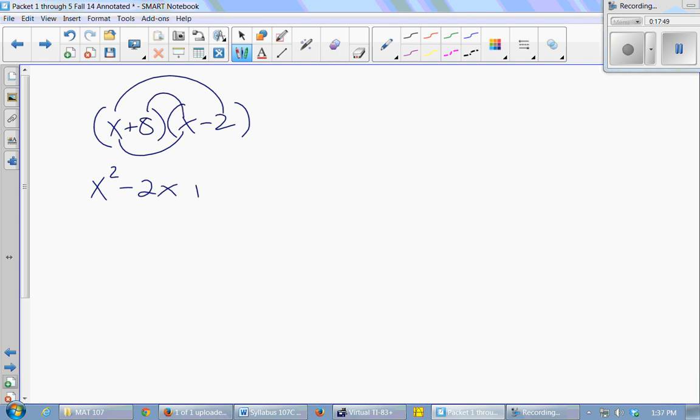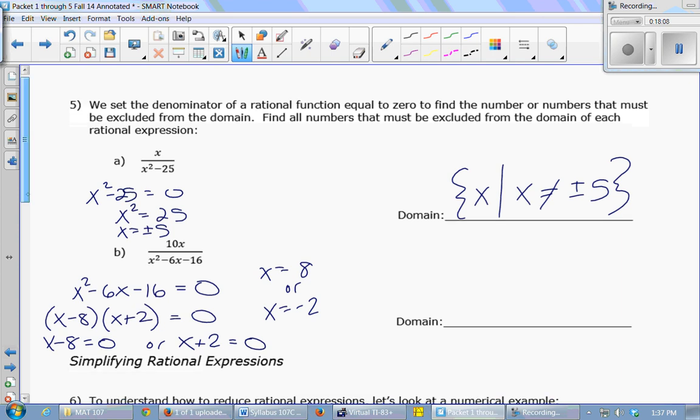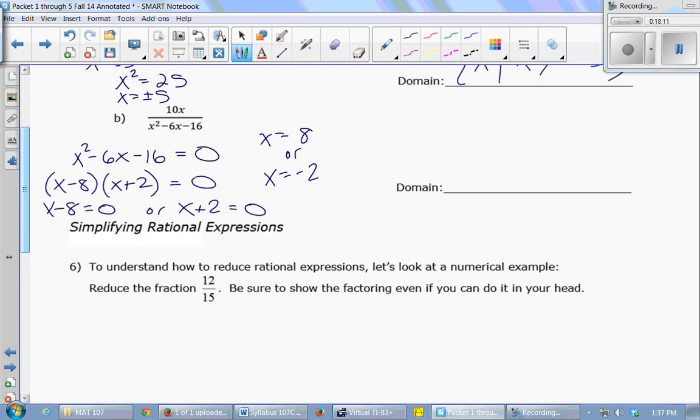And then the inner and you get plus 8x. And then the last and you get minus 16. So these guys combine to make positive 6x. But our expression had negative 6x. So you just flip the signs and get the negative. All right, so these values, 8 and negative 2, those are the values we have to exclude from the domain. Those are the only two values you cannot put in for x. So my domain is going to be the set of all x's such that x is not 8 or negative 2.